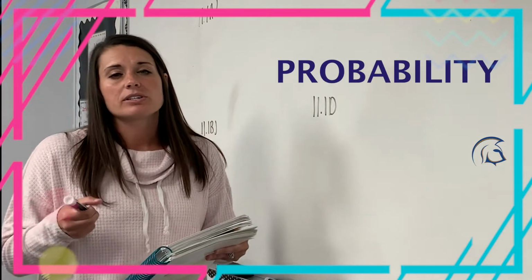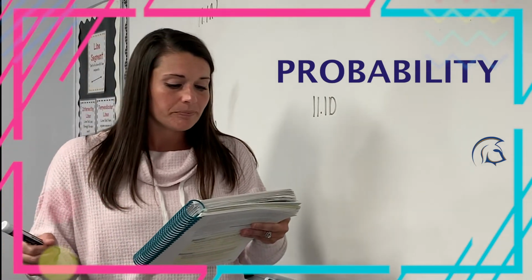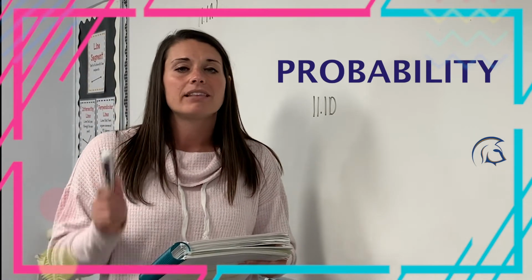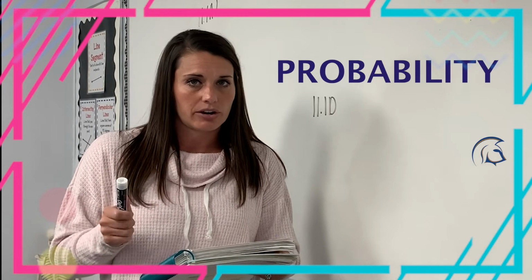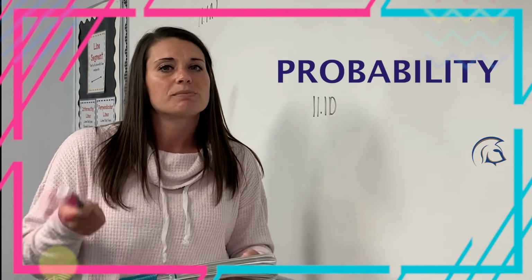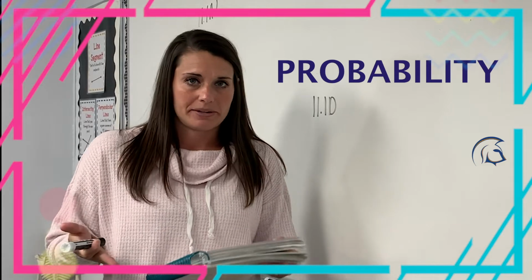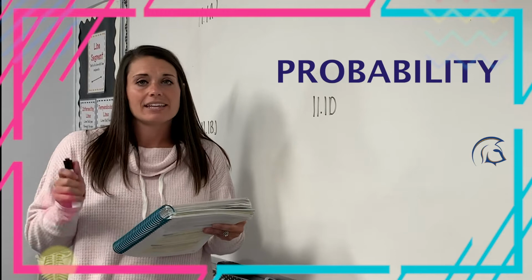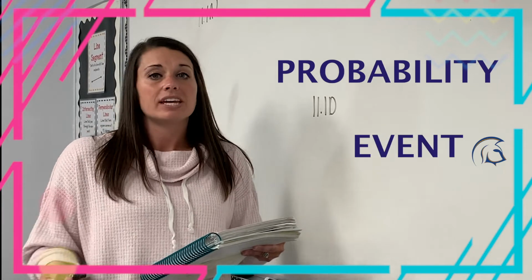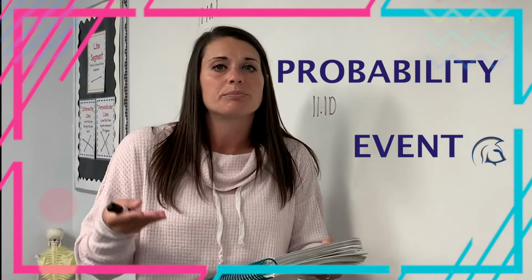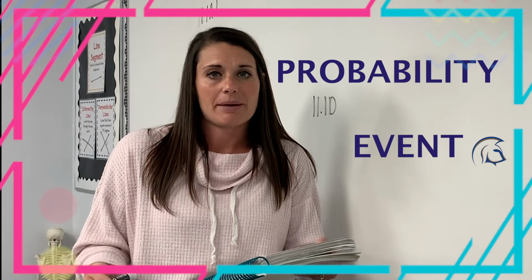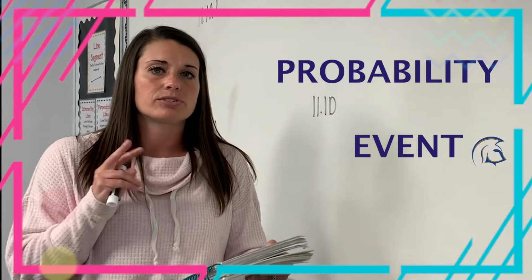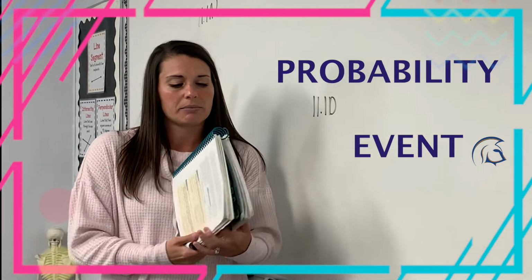So first of all, we're going to talk about the definition of probability, and that is the likelihood of an event occurring. Now, what does that mean? It just means how likely is something to happen, okay? So that's the first definition you need to know. Your second definition is an event. An event is just a possible outcome of something happening, okay? So those are two things you want to keep in the back of your mind.